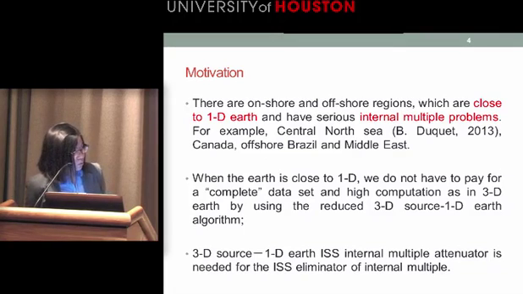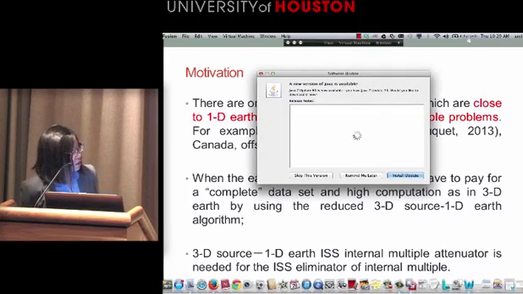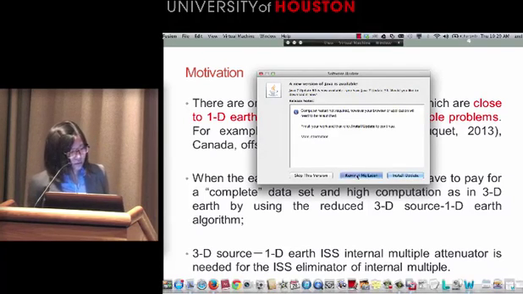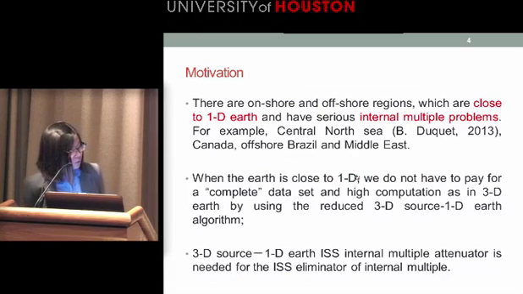When the Earth is close to 1D, we do not have to pay for a complete data set and high computational cost as in the 3D Earth by using the reduced 3D source 1D Earth algorithm. I will show you that algorithm in the second part of this presentation. And finally, corresponding to the work in our group, the 3D source 1D Earth ISS attenuator is needed for the ISS eliminator of internal multiple.